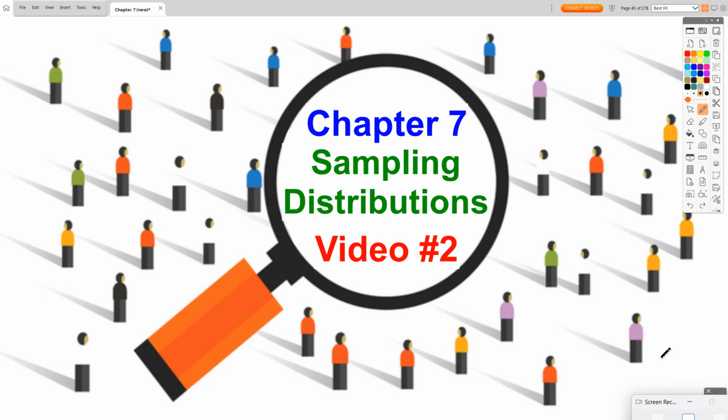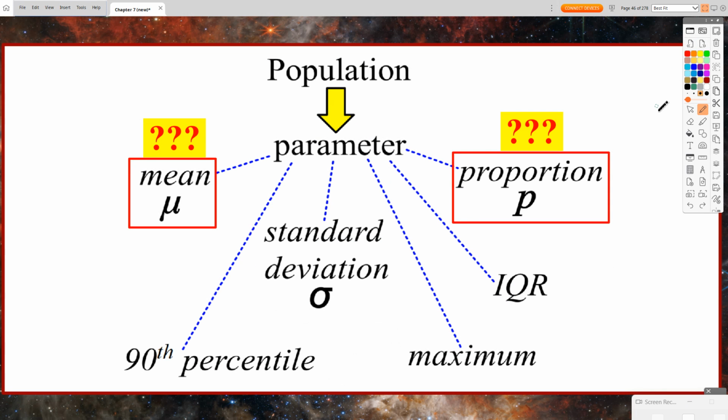Video 2 of Chapter 7, we are going to continue our discussion on sampling distributions. Previously, we had talked about two questions to explore with our marathon data: what is the average age of all the marathon runners, and what proportion or percentage of runners were from the home state of Nebraska? So we have these questions about the population.